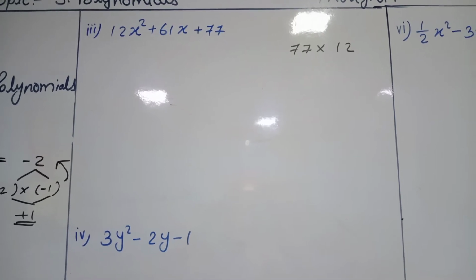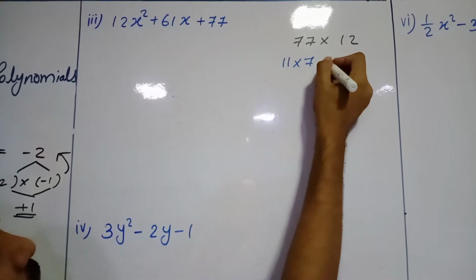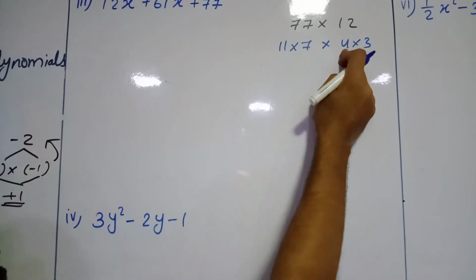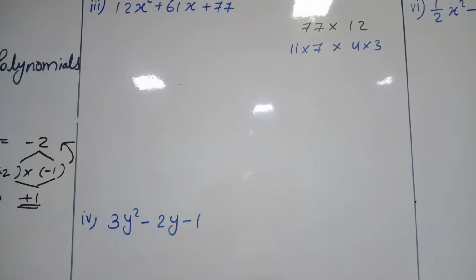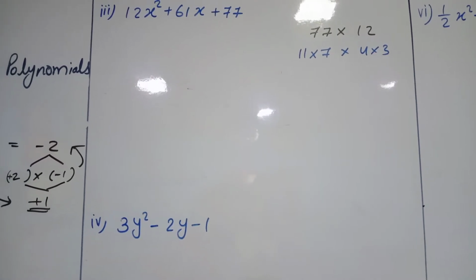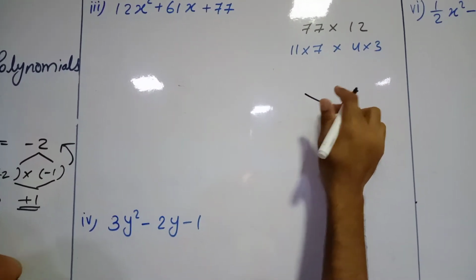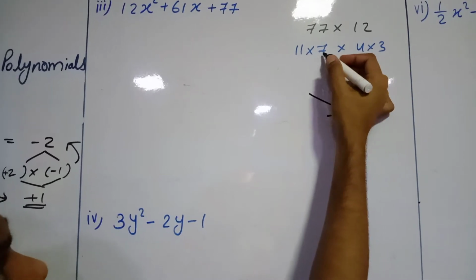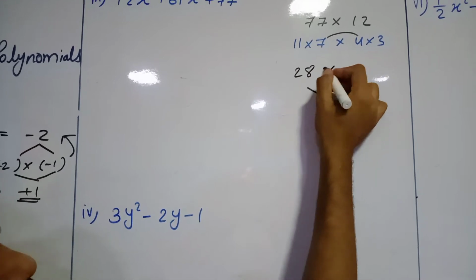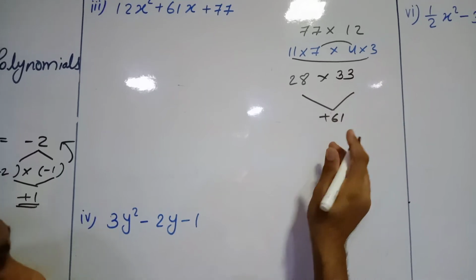Yes. So how can we do it? We can write 11 into 7 into 4 into 3. 11 times 7 is 77 and 4 times 3 is 12. Now we have to make pairs of these two, so that we get that plus 61. If we take 7 with 4, 7 times 4 is 28, into 11 with 3, 11 times 3 is 33.